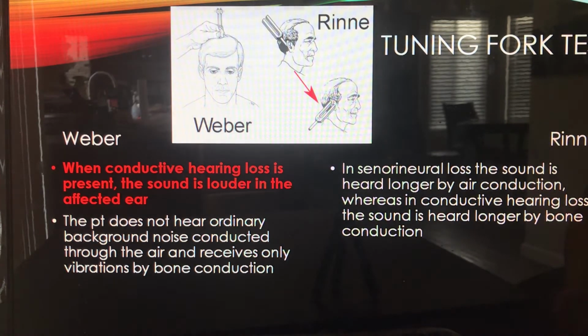So in the Rinne test and sensorineural loss, the sound is heard longer by air conduction, whereas in conductive hearing loss, the sound is heard longer by bone conduction. So here's the Weber one here. They're going to put the tuning fork on top of the head, and in the Rinne, it's going to be behind the ear and on the side.